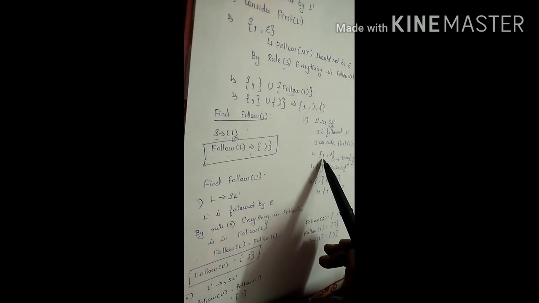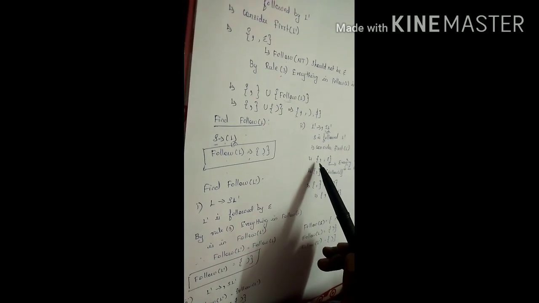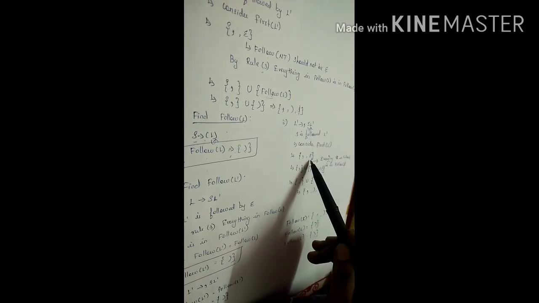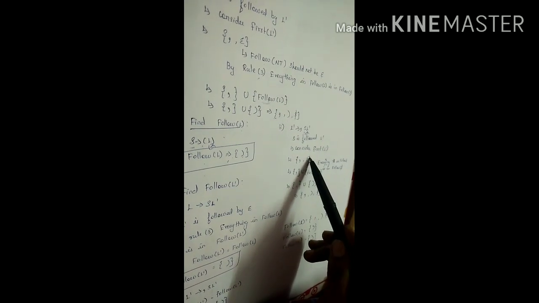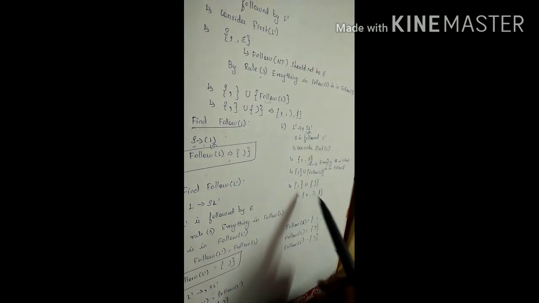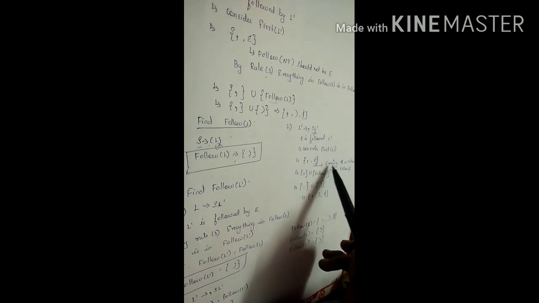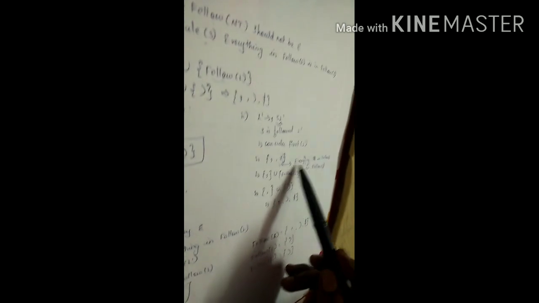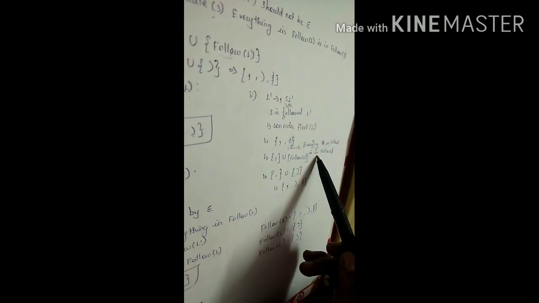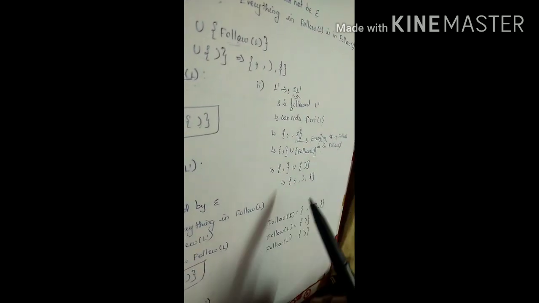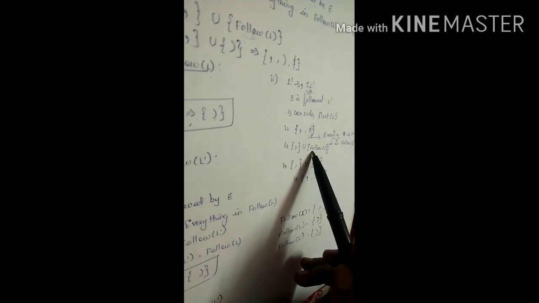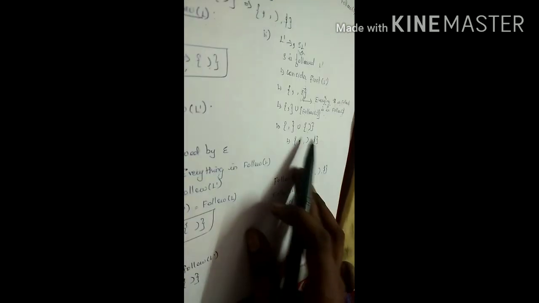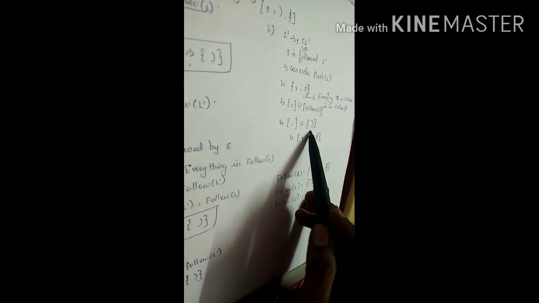The first of L dash is comma and epsilon. Here the first of L dash contains epsilon, but follow should not contain the epsilon value. To eliminate this, we follow rule number 3, that is, everything in follow of L dash is in follow of S. So now we need to find follow of L dash.